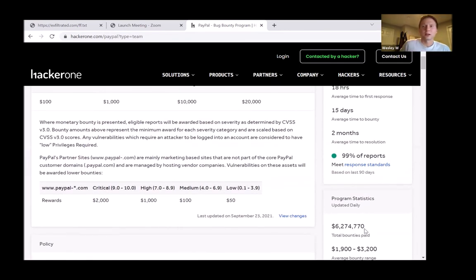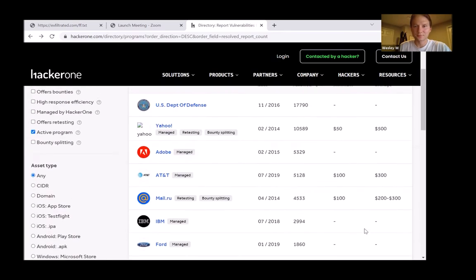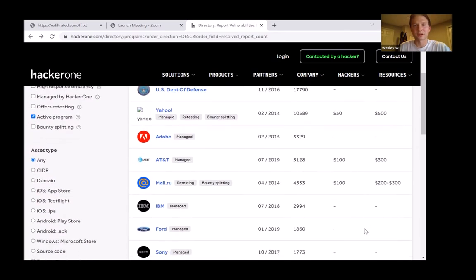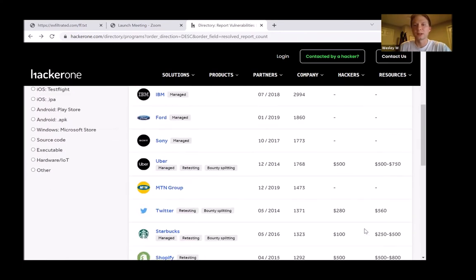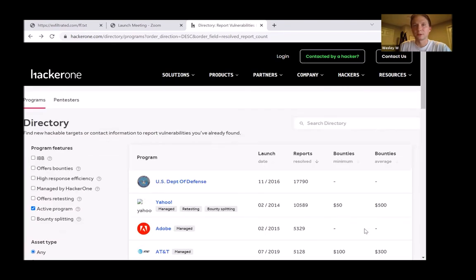So a target like this is going to be a lot harder to find a vulnerability in than the Department of Defense, for better or for worse, and is going to be more difficult than AT&T, but it's going to pay a lot more. So based on payout ranges, depending on scope and on the types of things that you're good at testing in the bug bounty world, you can start to prioritize where you might want to focus your testing time.